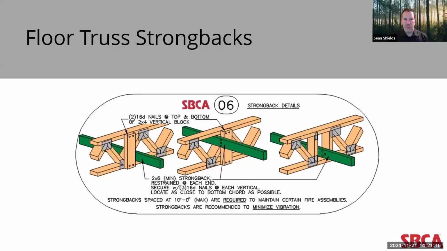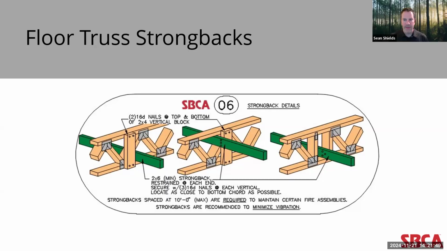In detail 6, we see floor truss strongbacks. Strongbacks are a key element of floor truss performance as they help distribute concentrated loads to adjacent trusses. In effect, strongbacks will dampen vibrations and reduce localized deflection typically caused by live loads. As seen in these illustrations, the strongbacks can be affixed directly to perpendicular webs of the truss. You can see that in the one to the far right.